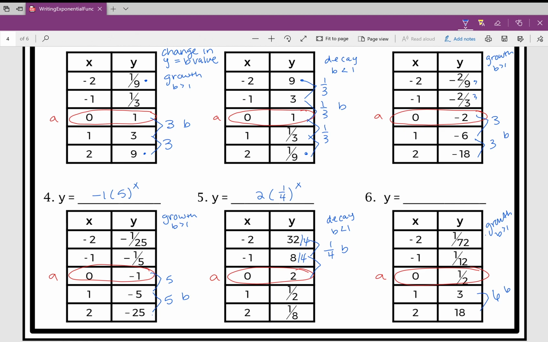So this is going to be a, which is 1/2, parentheses 6, since that's my b value, 6 to the power of x. Okay. Now let's look at number 7.